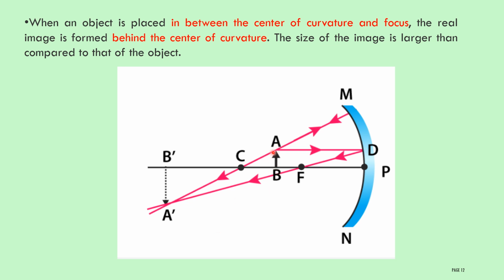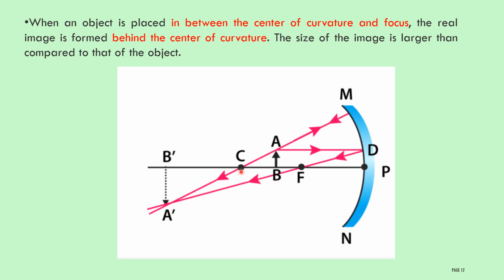AB is the position of the object here. Here also we will consider two rays. The first ray is AD. This ray is parallel to the principal axis. If any ray is parallel to the principal axis, after hitting a reflecting surface, it will pass through the principal focus. Therefore, AD, after hitting the surface, will pass through the principal focus in this direction. Then it will meet at a single point A dash.